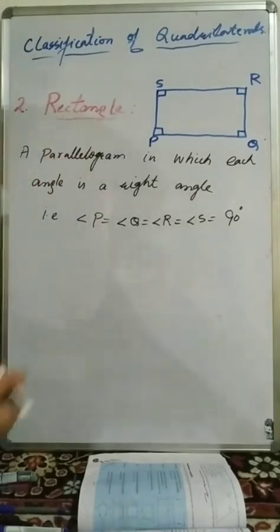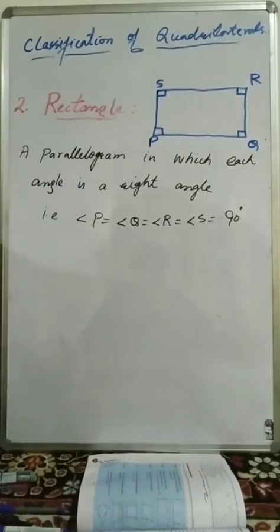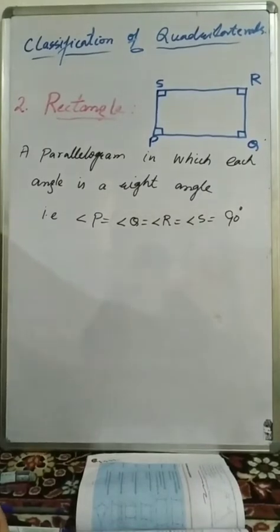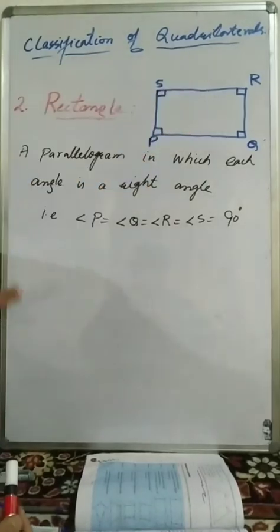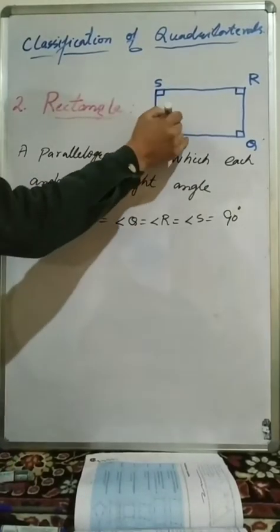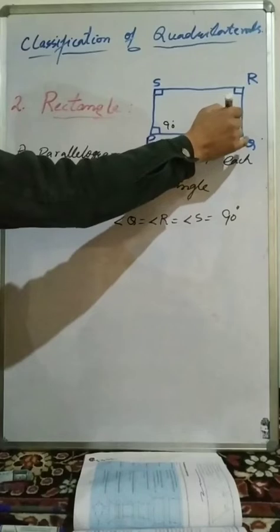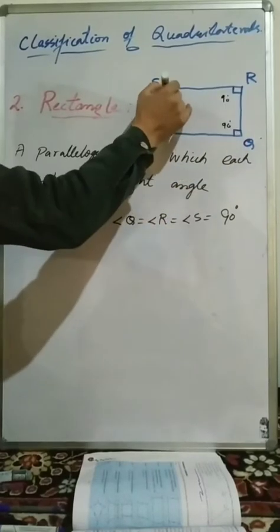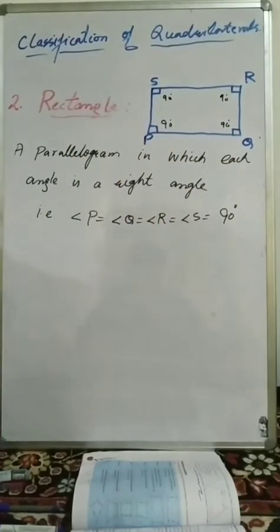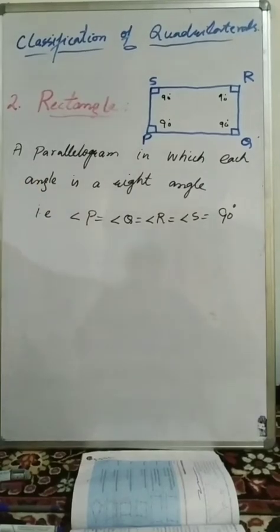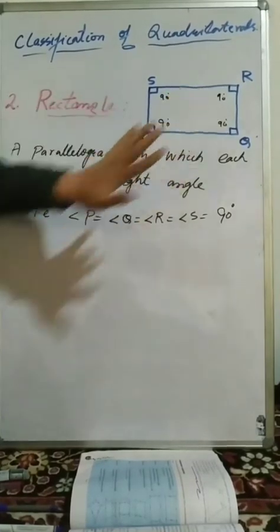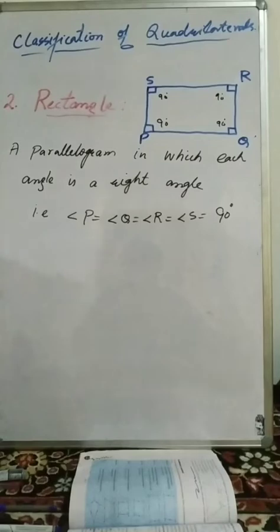The second type is a rectangle. A parallelogram in which each angle is a right angle is said to be a rectangle. That means there should be a parallelogram if each angle is 90 degree now. If each angle of a parallelogram is 90 degree, then this parallelogram is said to be a rectangle. So that means angle P, angle Q, angle R and angle S should be 90 degree now.